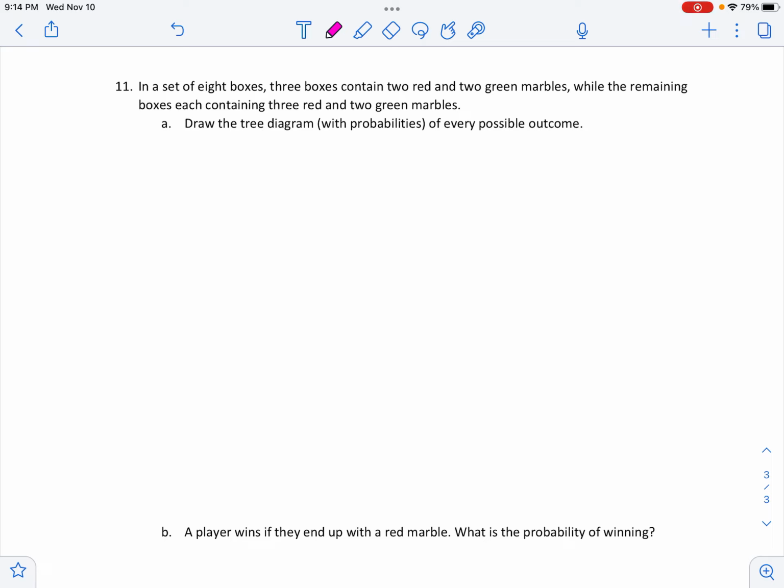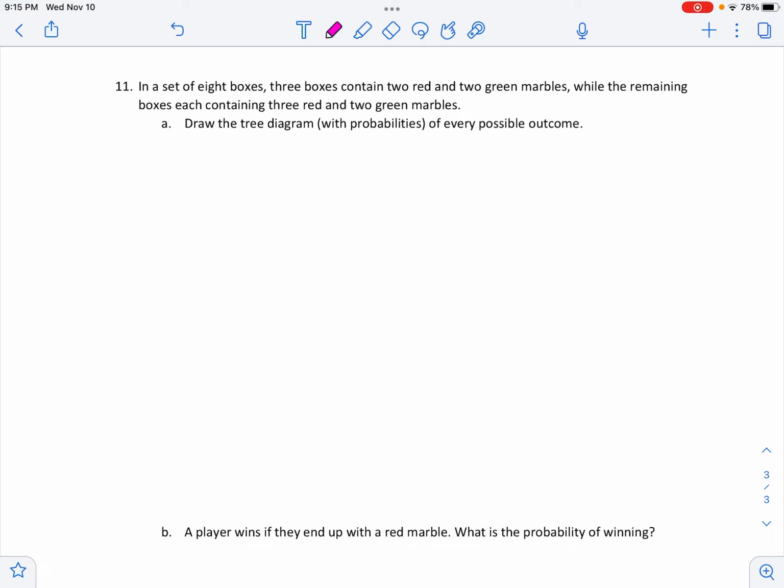It's not necessarily as simple as figuring out how many red marbles there are and then just taking that out of how many marbles total, because the odds that I pick a red marble change depending on which box I pick. And it's more likely that I pick some boxes over the others because there's more of those boxes than there are the others. So because there's so much difference here that I want to account for, that's why a tree diagram is really helpful. So just getting started, it says there's 8 boxes, 3 contain 2 red and 2 green.